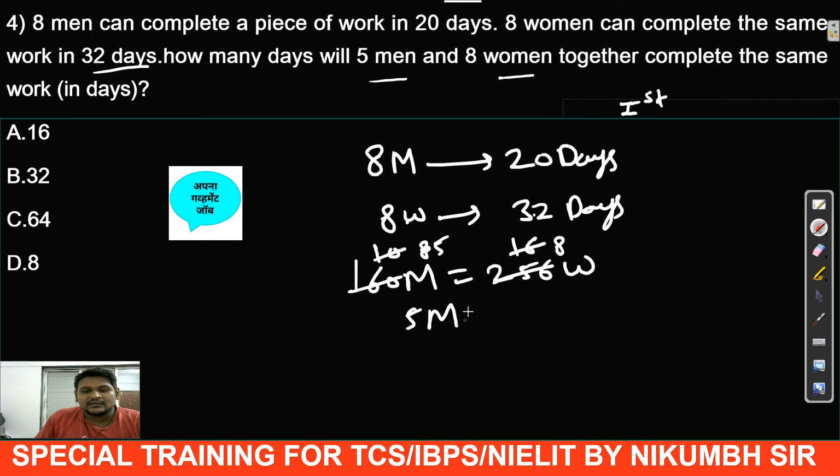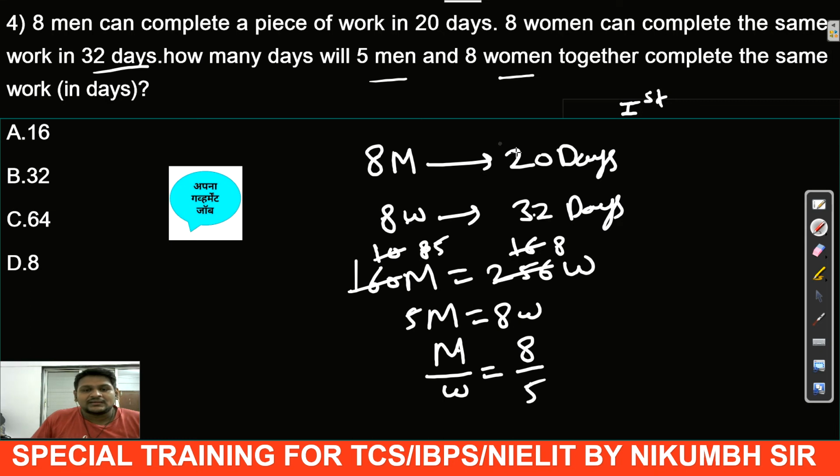So 5 men is equal to 8 women. So what is the ratio of men and women? One man does 8 work per day, and one woman does 5 work. Because of this we can see the difference. Now I have the values of M and W, that is, their efficiency per day.